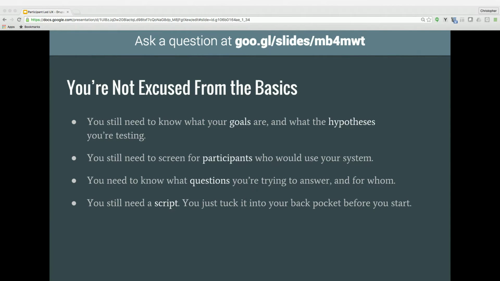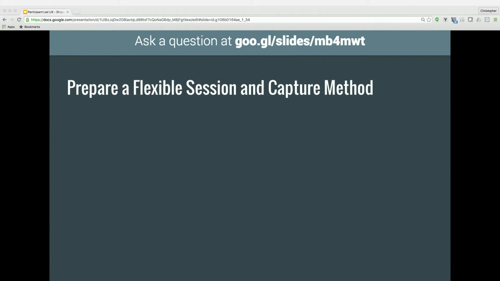You still need a script. Again, you just tuck it in your back pocket before you start. You don't share that with anyone. Well, your team, but not with participants. And then you prepare a flexible session and capture method. So there is no additional work and setup. There is a fair amount of effort that goes into putting together a usability study or any kind of research study. There's no additional work to go participant-led. It's the exact same amount of effort, but effective capture requires adaptability.